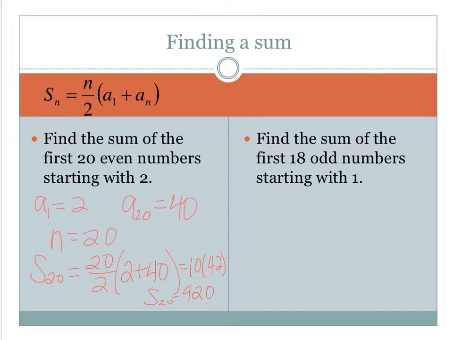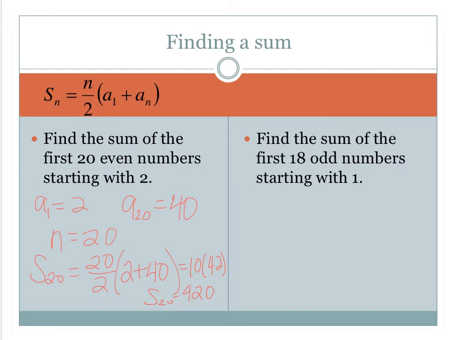Okay? Oh no, I already see how this gets hard. Wait, equals 10. 20 divided by 2 is 10. Oh. And then 2 plus 40 is 42. I see what you're saying.